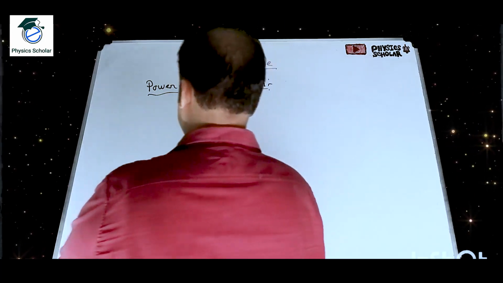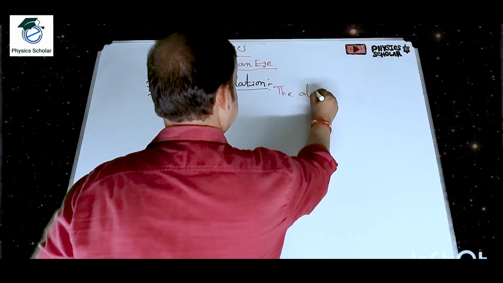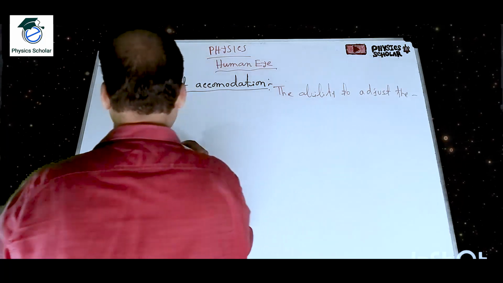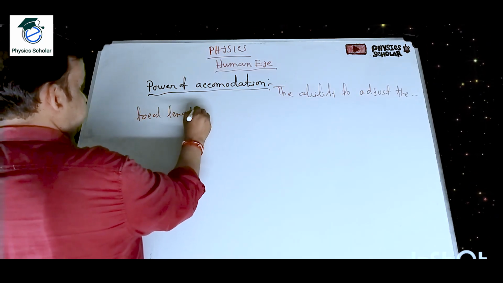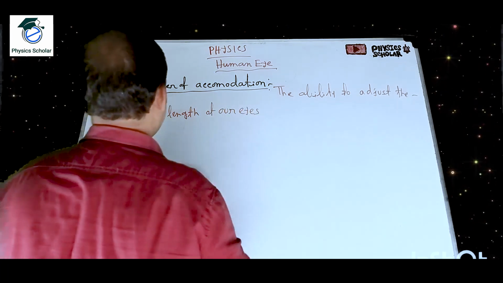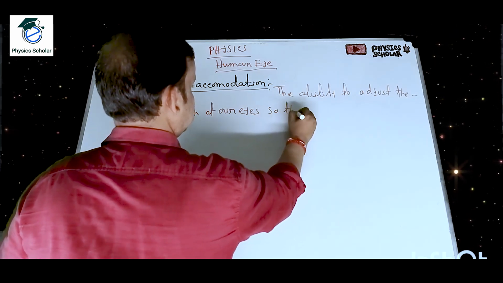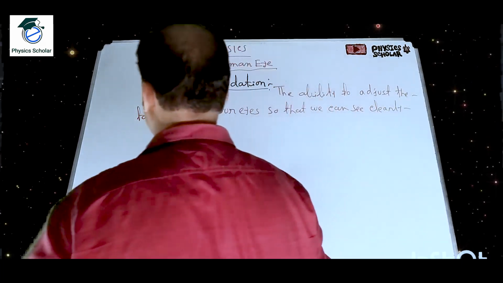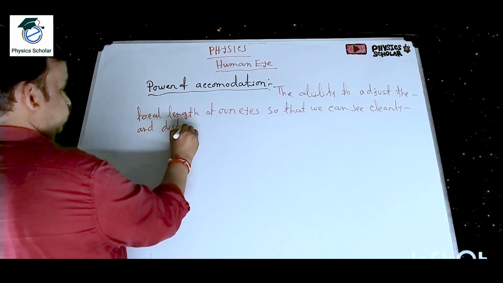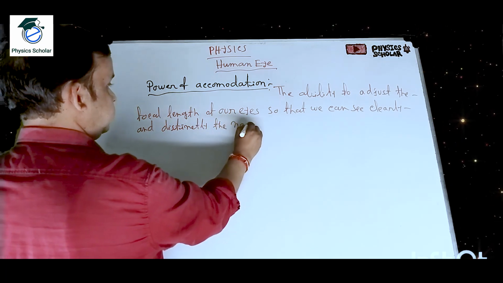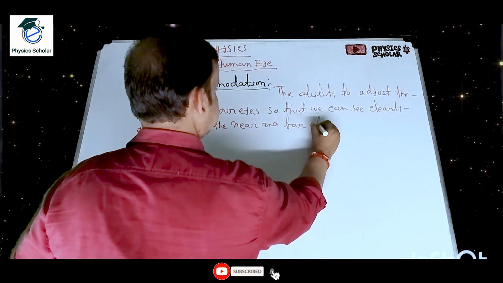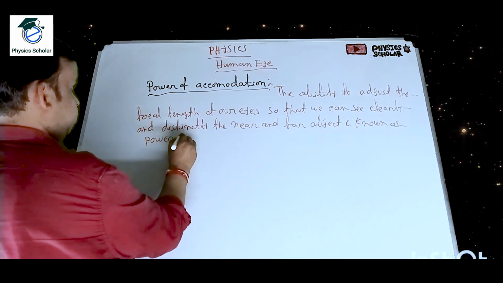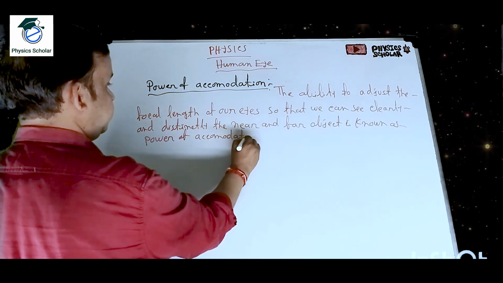So in definition, what can we write? The ability to adjust the focal length of our eyes, so that we can see clearly and distinctly the near and far object, is known as power of accommodation. Clear? Is known as power of accommodation.